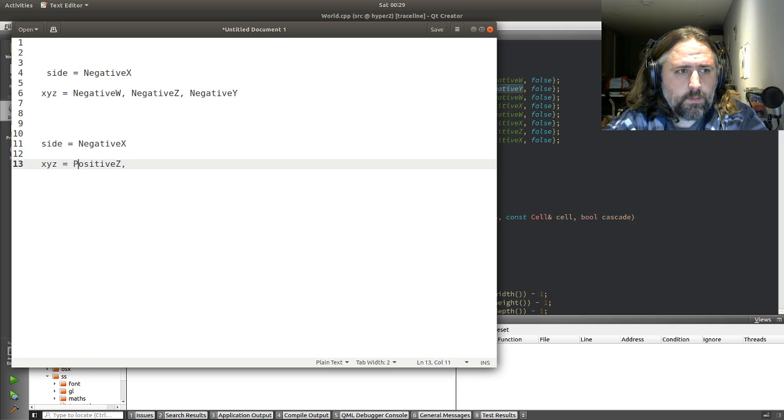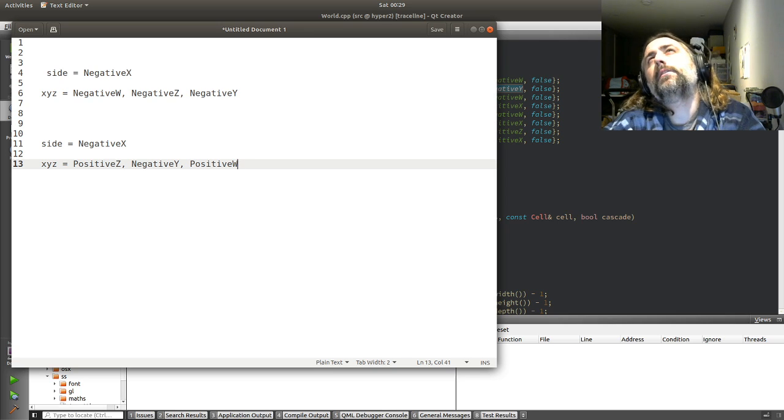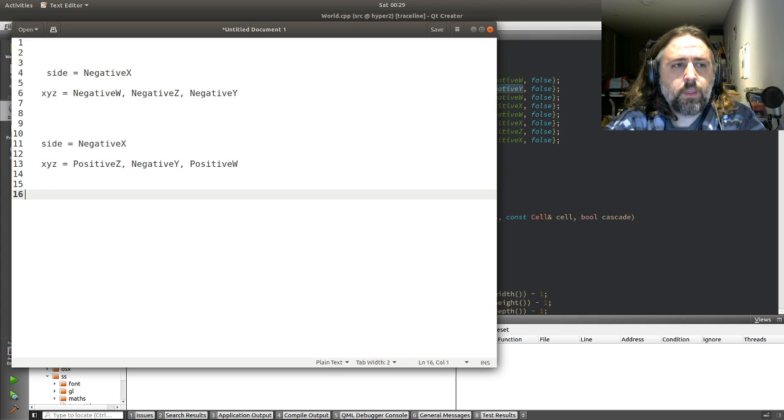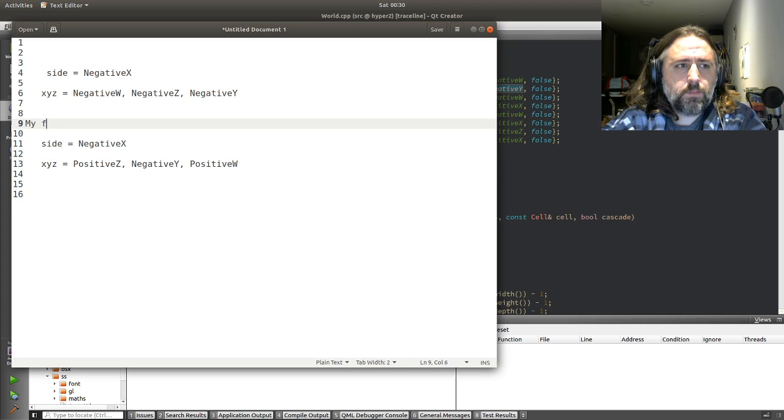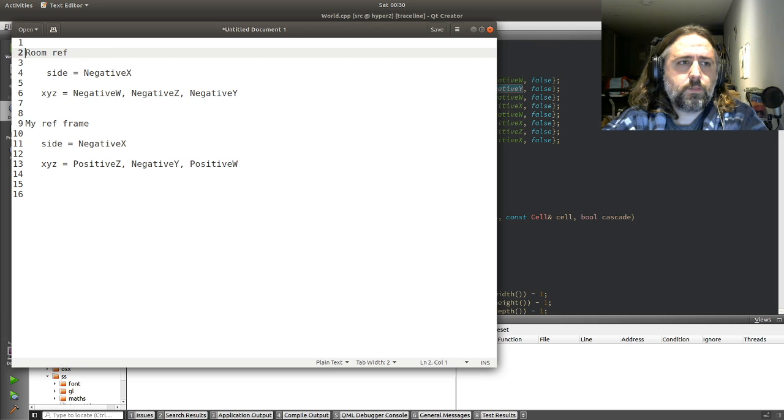I should get a keyboard that has a working shift key. Negative y, positive w. That might be a Carol, but let's just assume it's not. It should still work even if it is. Right, so here's my reference frame. Here's the room reference basis.